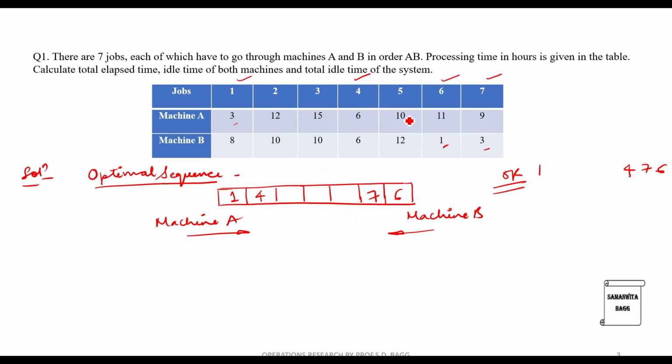Next, amongst 2, 3 and 5, you can see the minimum is 10 in all the 3 places. But 5 has the minimum towards machine A. So I'll complete 5 towards machine A. Here 5 will be placed after 1. Here 5 will be placed after 4.